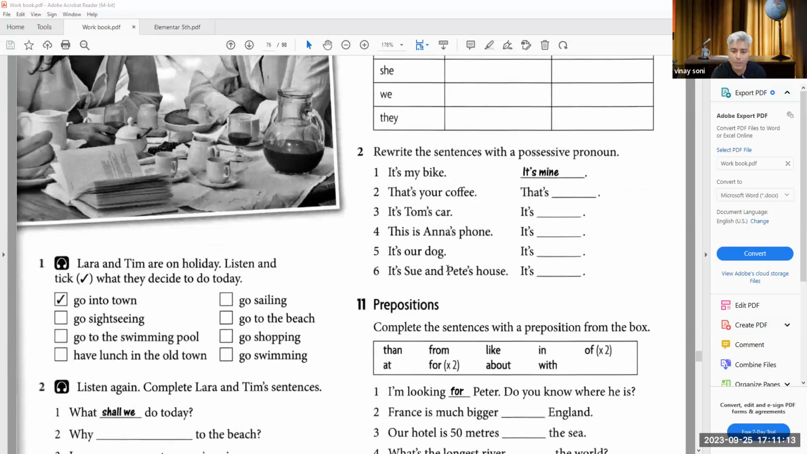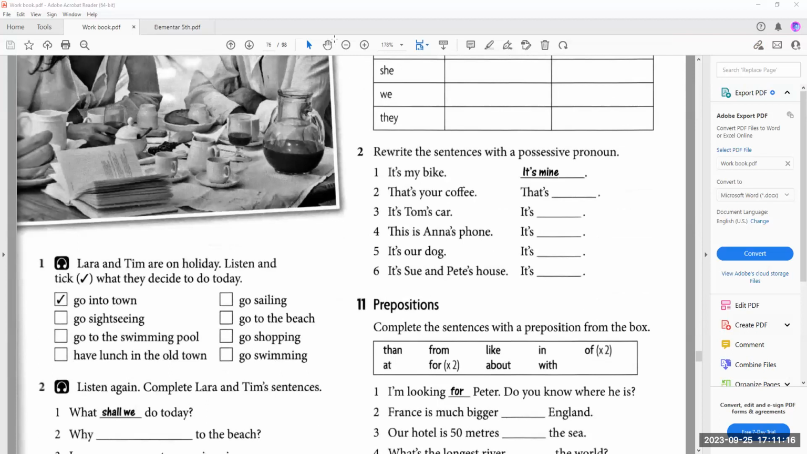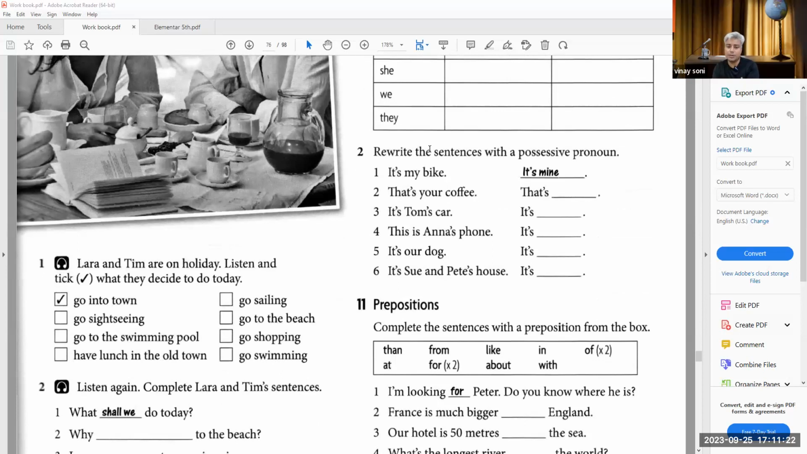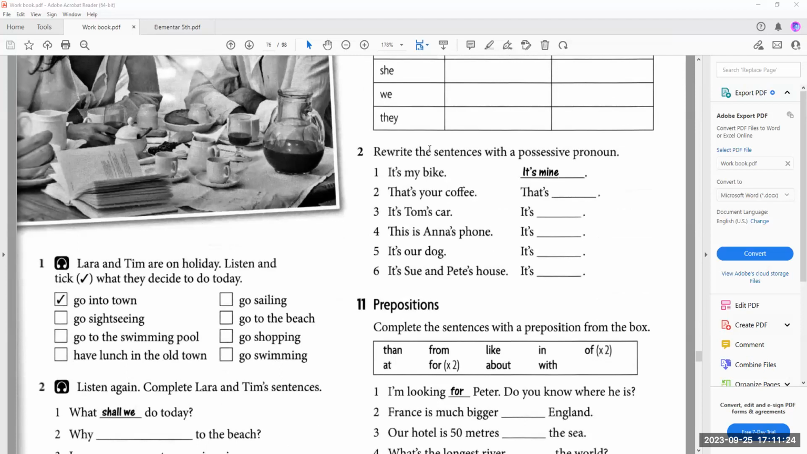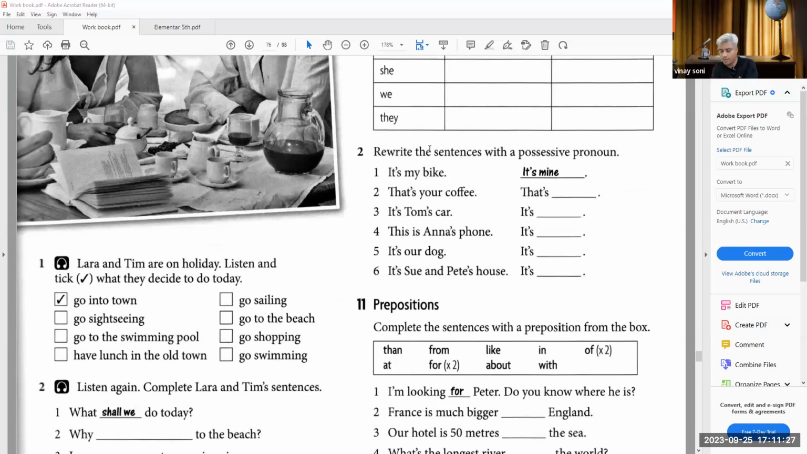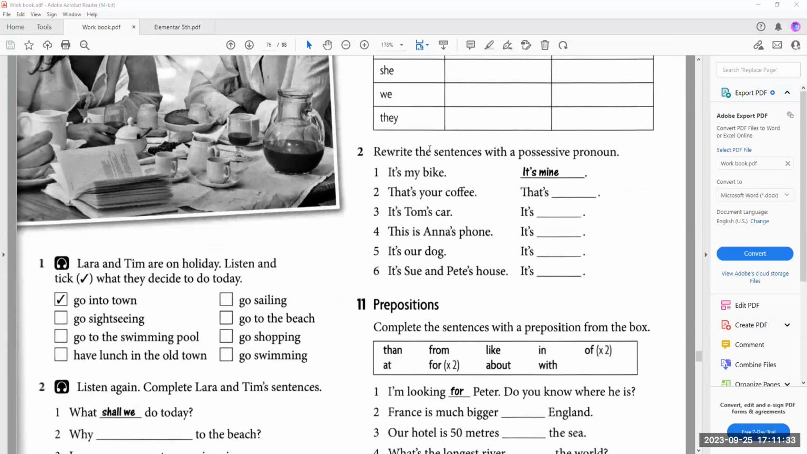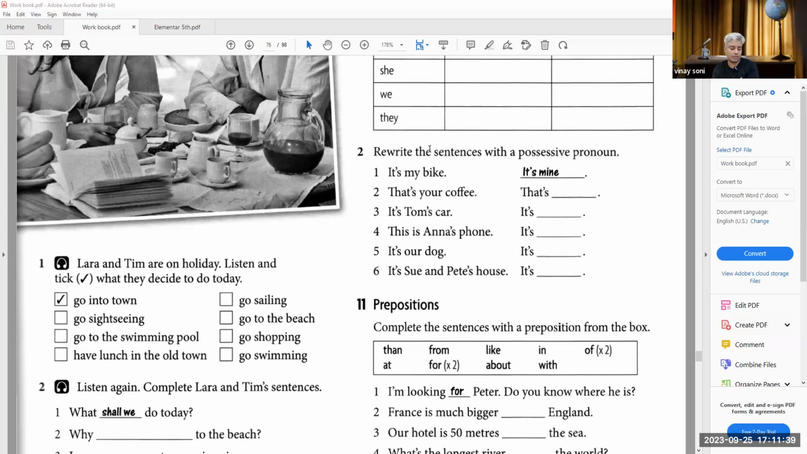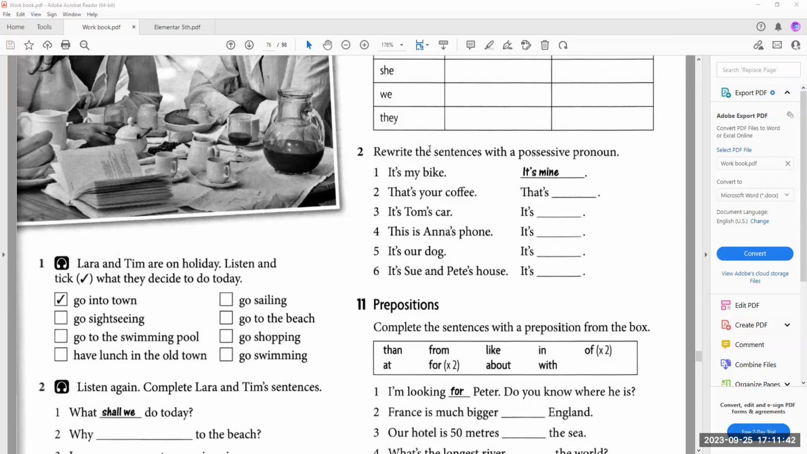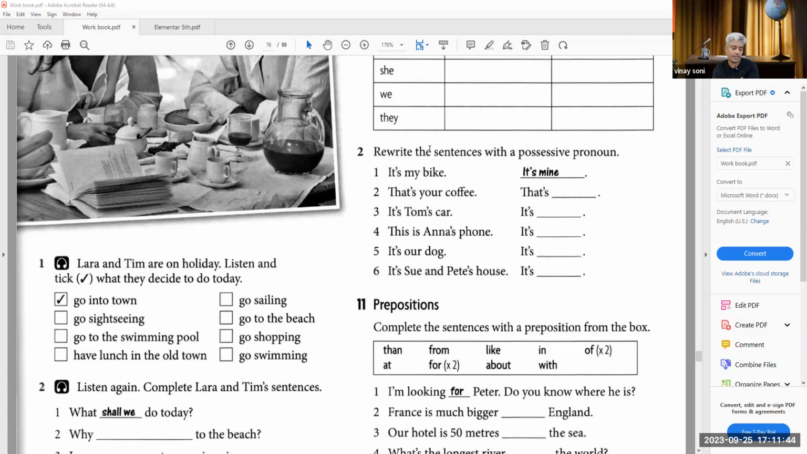Number 2, it's my bike. It's mine. That's your coffee. That's yours. Okay. It's Tom's car. It's his. This is Anna's phone. It's hers. It's our dog. It's Sue and Pete's house. It's theirs.